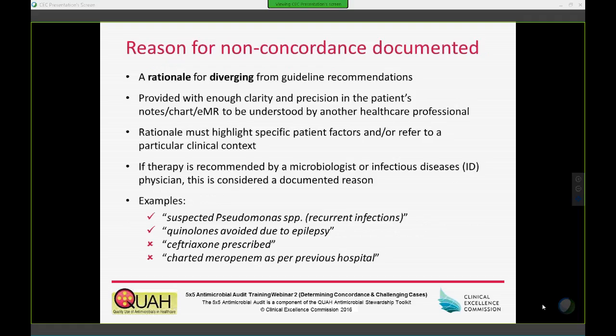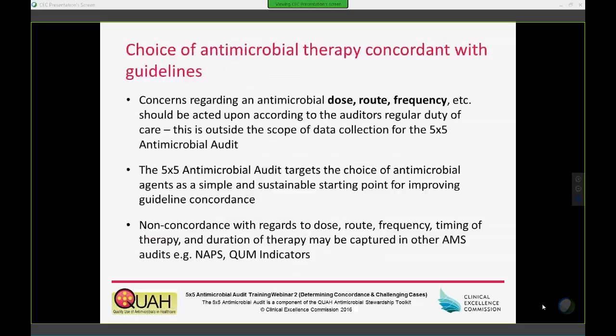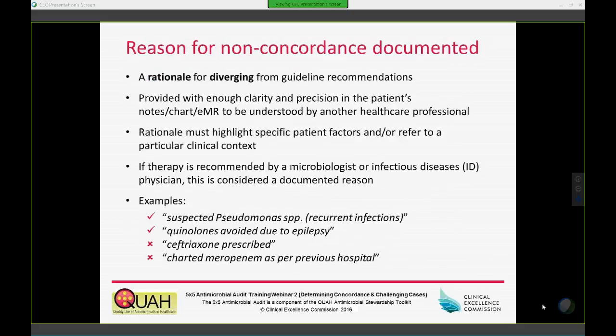Okay, question 4 asks about a reason for non-concordance. What this means is that there's a rationale or a reason for diverging from guideline recommendations in terms of the antibiotics selected. This needs to be provided with enough clarity and precision in the patient's notes or on their medication chart or in their electronic medical record to be understood by another healthcare professional. And the rationale must highlight specific patient factors and or refer to a particular clinical context in terms of why a different medicine has been selected.